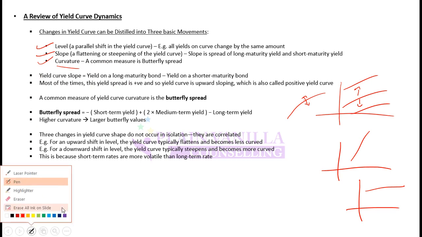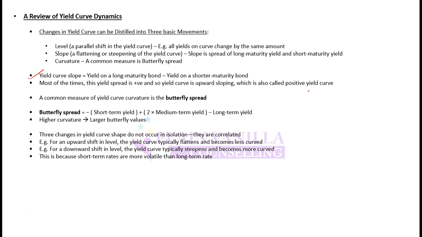Moving on, yield curve slope. Slope tells you how steep or flat the curve is, and one way of calculating slope is that you take yield on long-term maturity bond and you subtract yield on short maturity bond. The spread between these two will give you an idea about the slope. Most of the times this yield spread is positive. Why? As we discussed, because yield most of the times for higher maturity is higher. So if yield for higher maturity is greater and yield for shorter maturity is lower, then this spread, or this slope, will be positive, but not always.